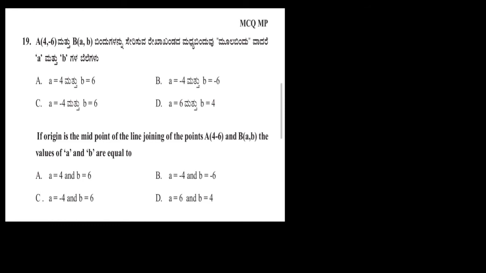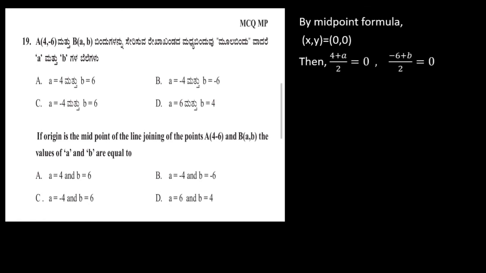Otherwise you can check through calculation, and you will get the opposite sign. So we will check with the formula. By the midpoint formula, x comma y is equal to 0 comma 0, because it's lying on the origin. Then 4 plus a by 2, that means x1 plus x2 by 2, is equal to x. X is 0, so 4 plus a by 2 is equal to 0. And another one, y1 plus y2 by 2 is equal to 0. Y1 is minus 6 plus y2, which is b, divided by 2 is equal to 0.